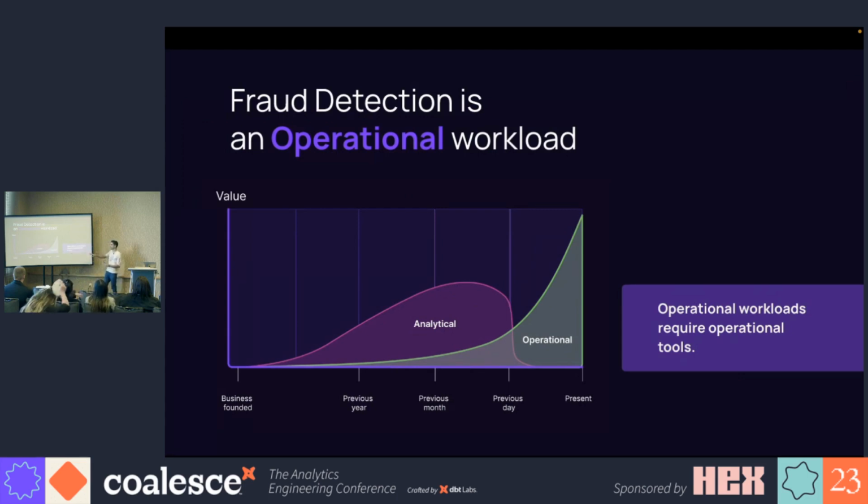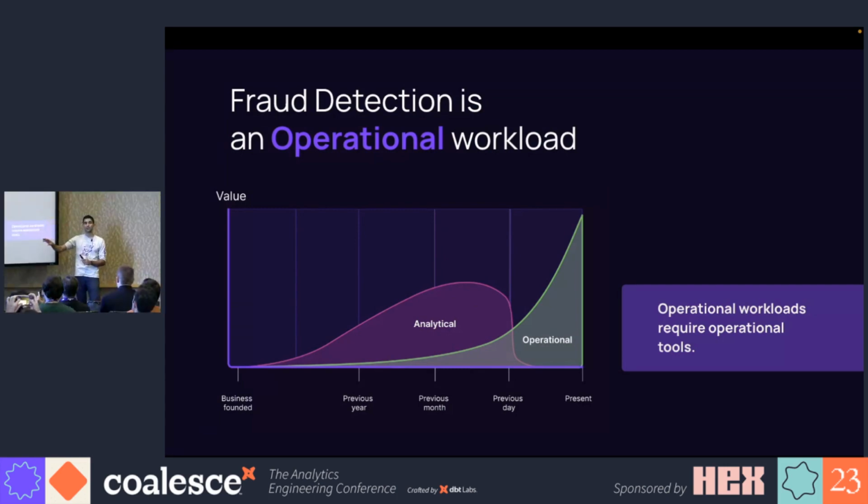We published a blog post a couple months ago that goes into this in detail. But briefly, analytical workloads are workloads where you're looking back at the weeks, months, years of your business's performance and coming up with what you're going to do in your business for the next weeks, months, years. And this is where batch data warehouses really shine.